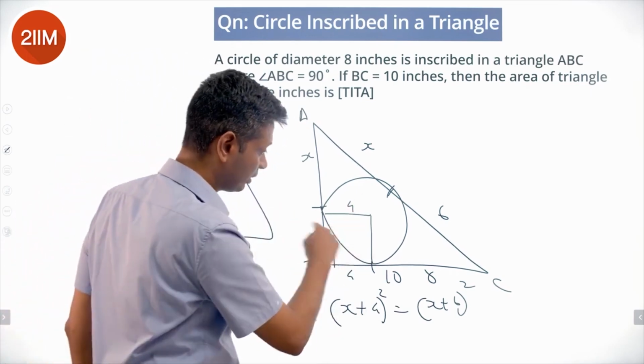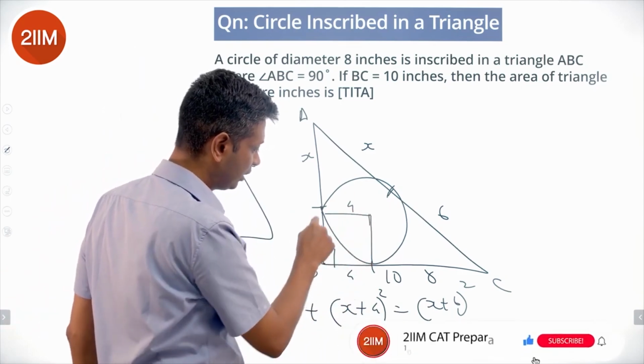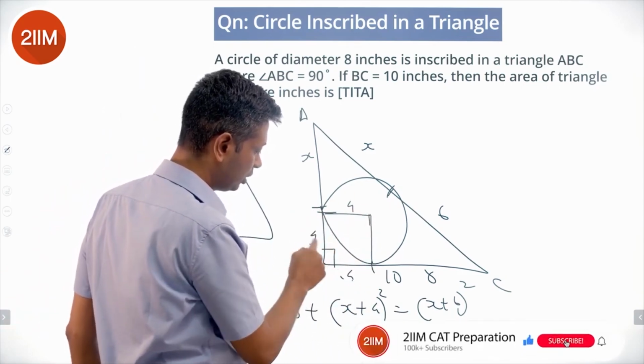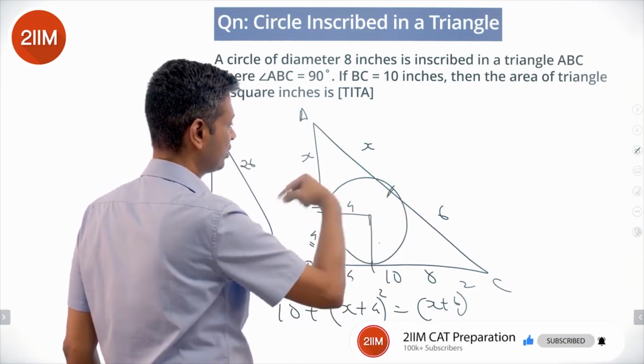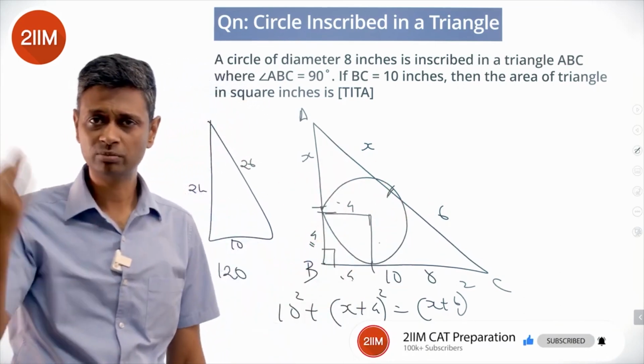Why am I putting this in radius? This is 90, this is 90, so it's a square. These two are equal, tangents from a point are equal, so 6 and 6 are tangents, then Pythagoras theorem, we are through.